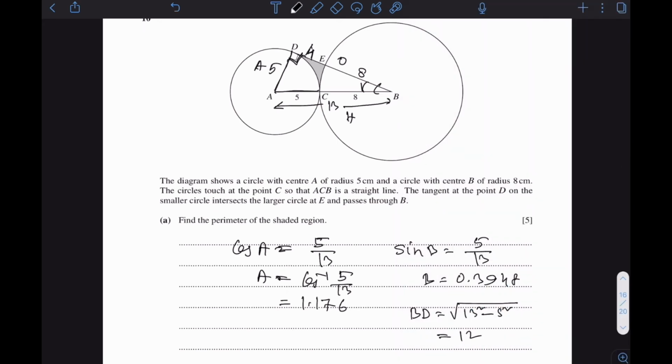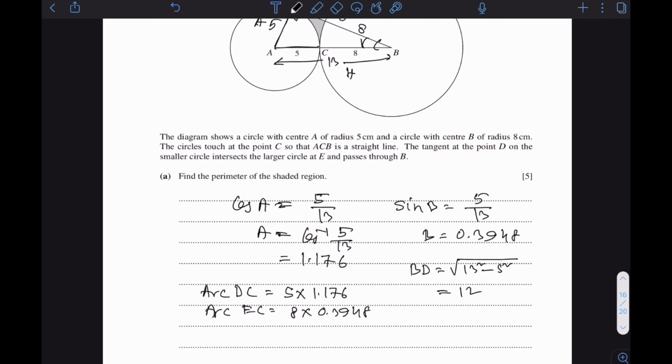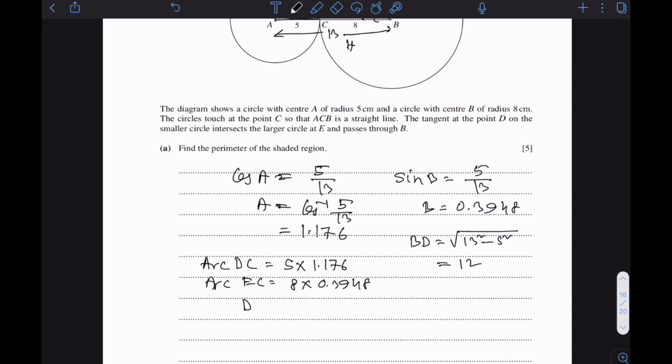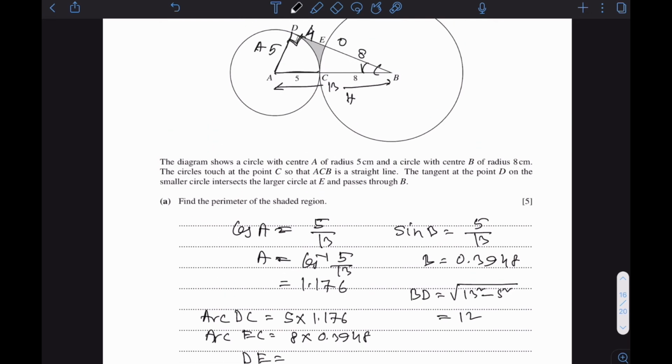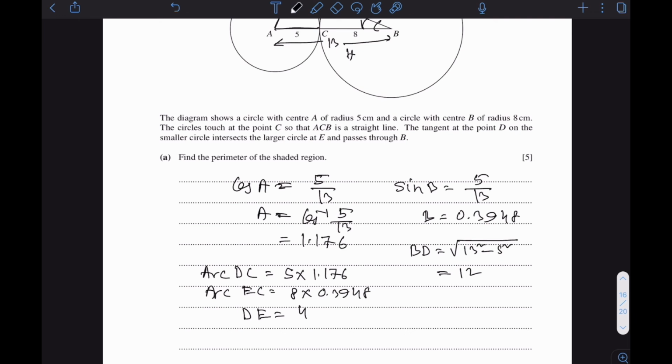Arc DC equals 5 times 1.176, and arc EC, okay, it is 8 times 0.3948, and the length of DE is 12 minus 8, that is 4. Let us add all this.